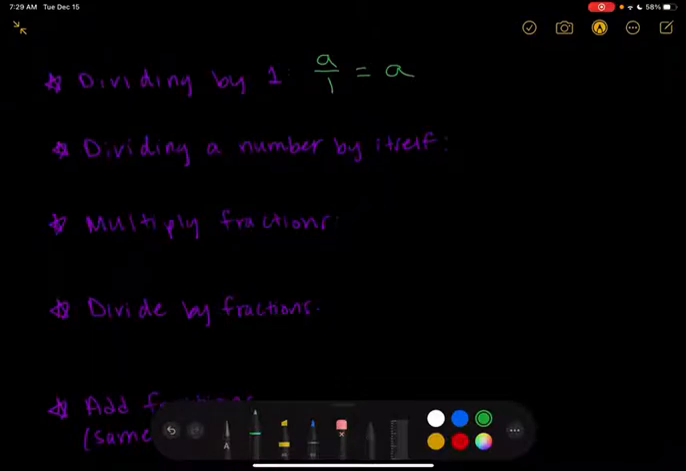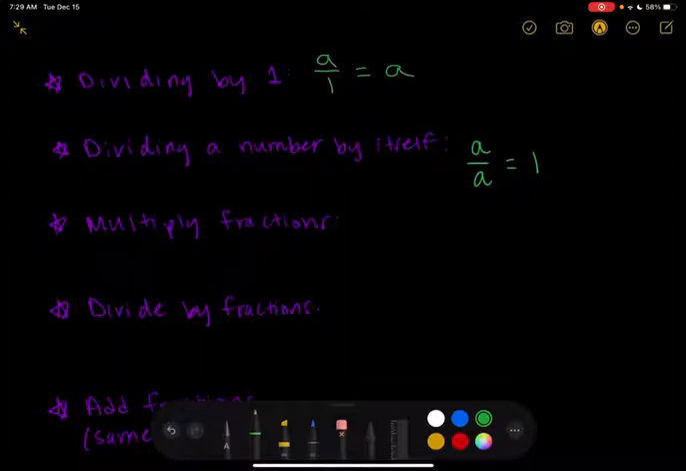Dividing a number by itself. So if we had a over a, what do you think we would get? So say if we had like 5 over 5, like we have 5 people, 5 candy bars, we want to divide them up, each person will get 1, right? So this is telling you that anything over itself just equals 1.